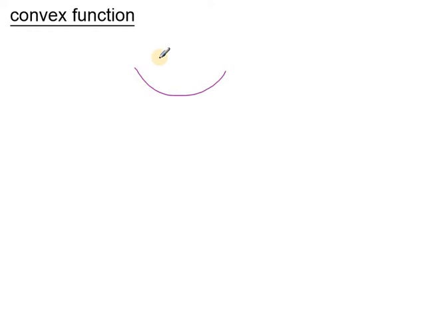A convex function. So if I estimate the gradient here, let's say the gradient there is about minus 4, minus 2, minus 1, 0, 1, 2, 4. As x increases, we're moving in this direction along the curve. Let's see what happens to the gradient.